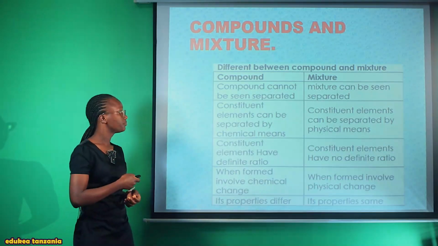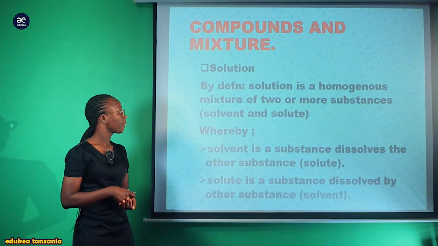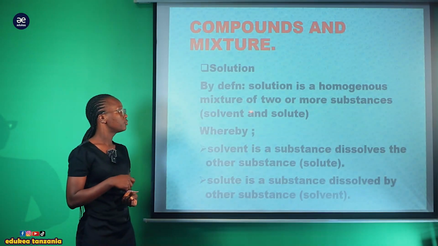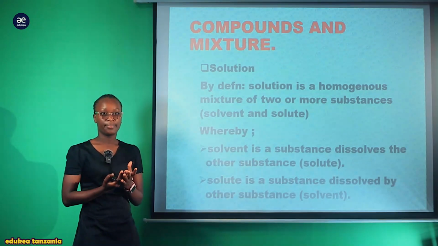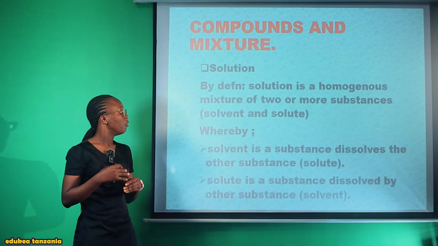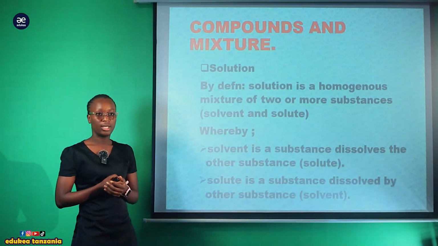Solution is a homogeneous mixture of 2 or more substances. Kwamba hii hapa ni homogeneous mixture, mchanganyiko ambao ni homogeneous in the same way of the 2 or more substances. What are those substances we are talking about here? We are talking about solvent and solute. Now, what does solvent mean and what does solute mean?